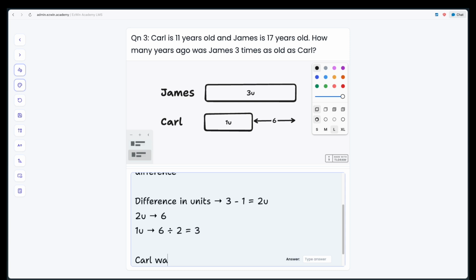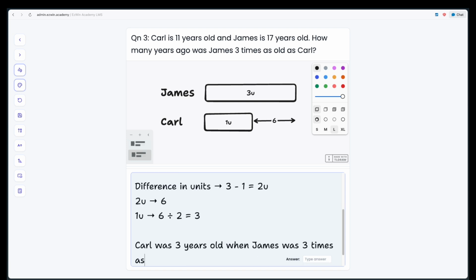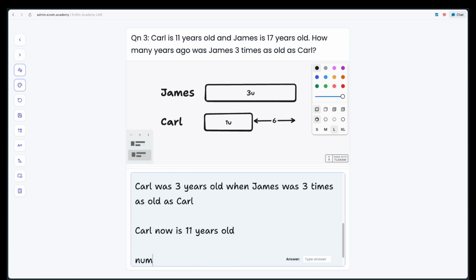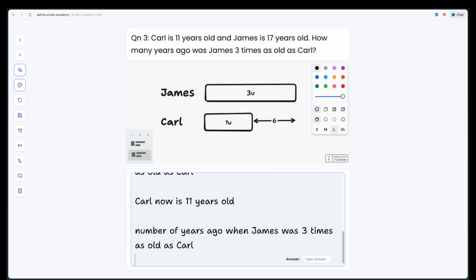So Carl was 3 years old when James was 3 times as old as Carl. So we also know that Carl now is 11 years old. So that means the number of years ago when James was 3 times as old is equal to, in this case, 11 minus 3, which is equal to 8 years ago, right? 8 years ago. So the answer is 8. All right, let's move on to the next question.